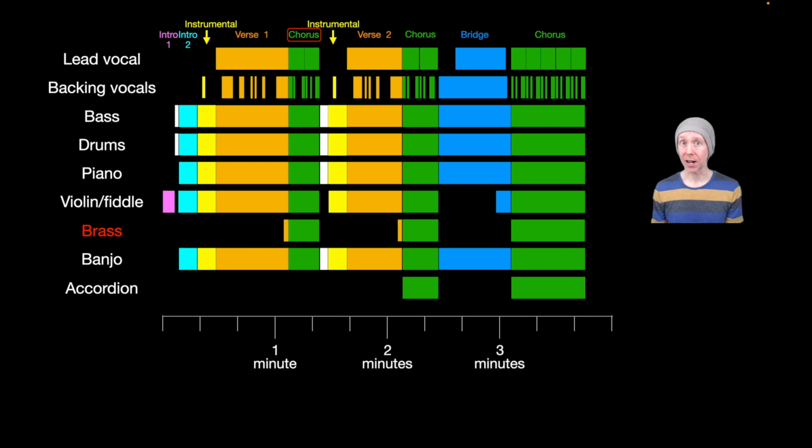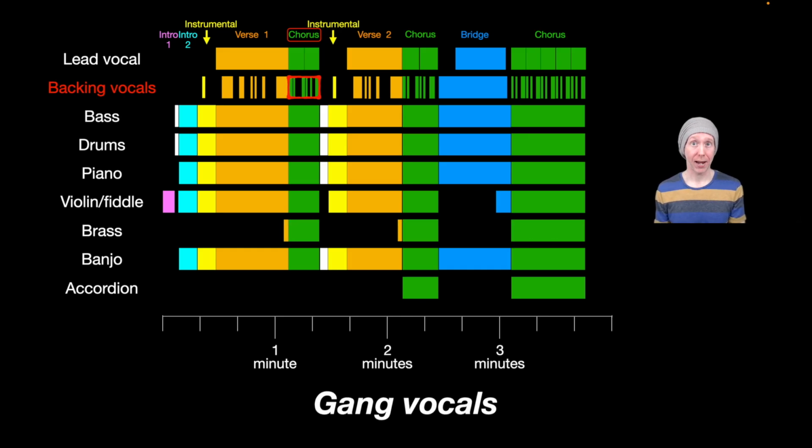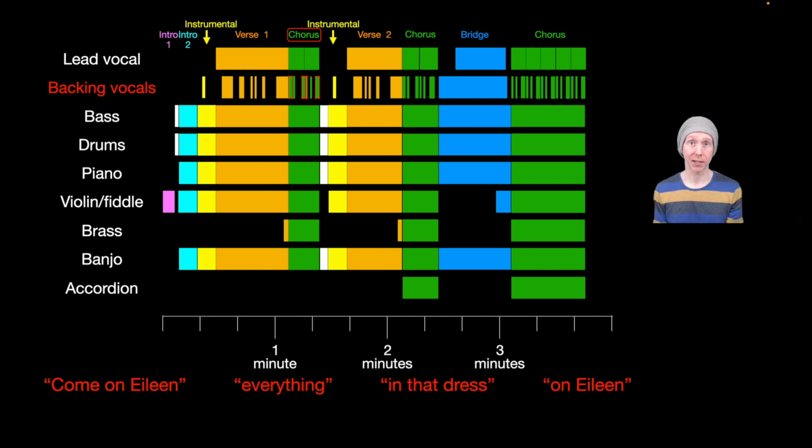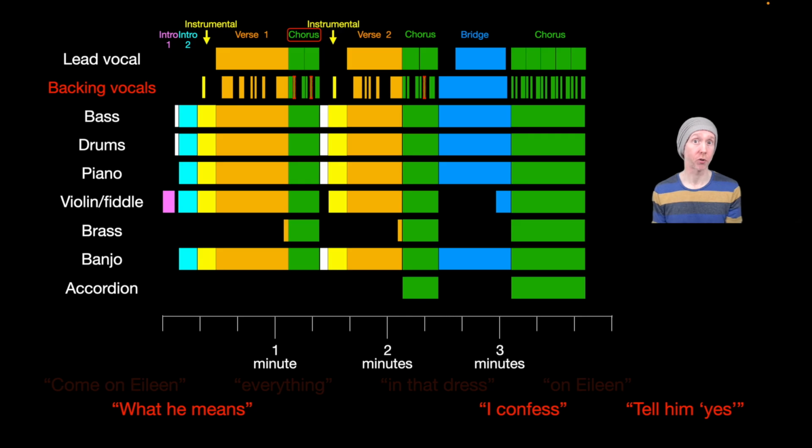Also note that the brass is the key instrumental element that differentiates the chorus from the other sections. The chorus backing vocals are gang vocals, and it sounds kind of like a rowdy group of men singing along at the pub. Sometimes they sing the same words as the lead singer, and other times they take center stage when the lead singer drops out.